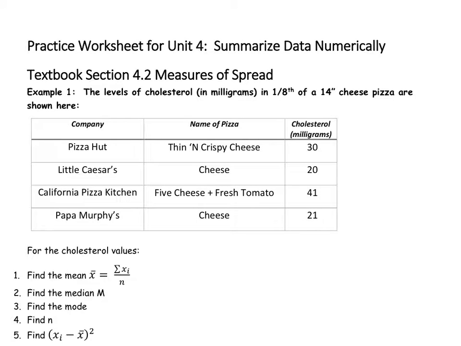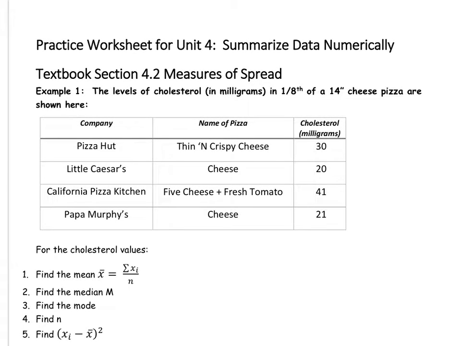Hi everybody, we're going to go through the practice worksheet for textbook section 4.2, Measures of Spread. We're going to calculate the mean, median, mode, standard deviation, and variance for a very small set of data, just 4 values. As you can see here, we have 4 pizzas, and their milligrams of cholesterol were measured for each of them.